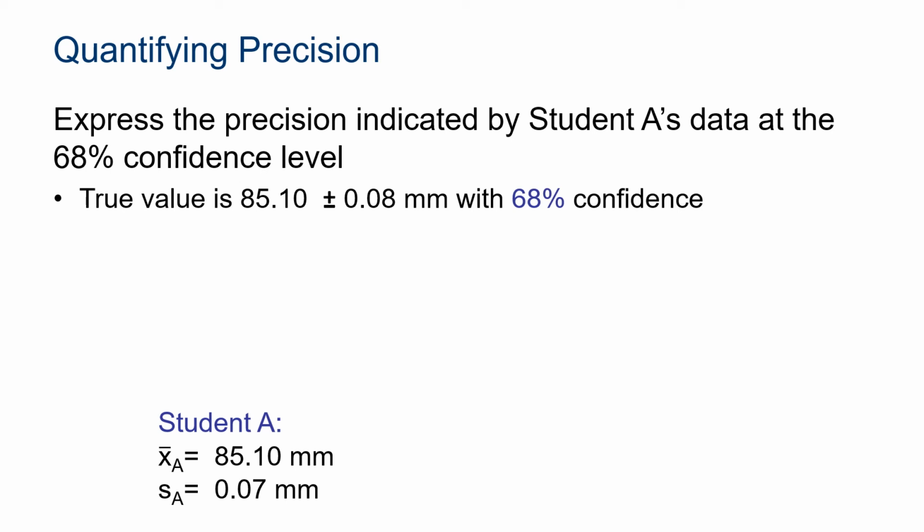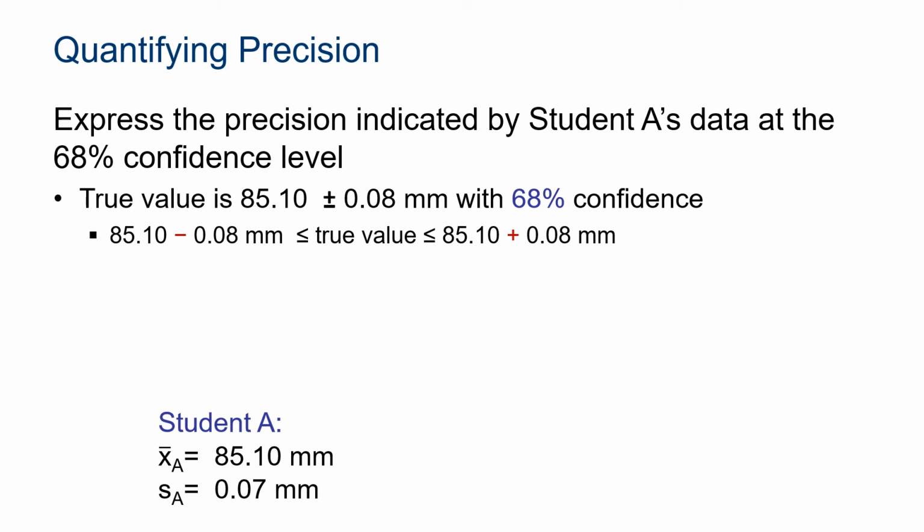You can use the empirical rule to quantify precision based on a set of measurement data for a specific quantity. Precision can be indicated by giving a range of values and a level of confidence that the true measurement value is within that range. The range of values can be written using a plus-minus notation as shown here. Student A's data has a mean of 85.10 and a standard deviation of 0.08. Therefore, we can write a statement to indicate the precision of the measurements as 85.10 plus or minus 0.08 millimeters.